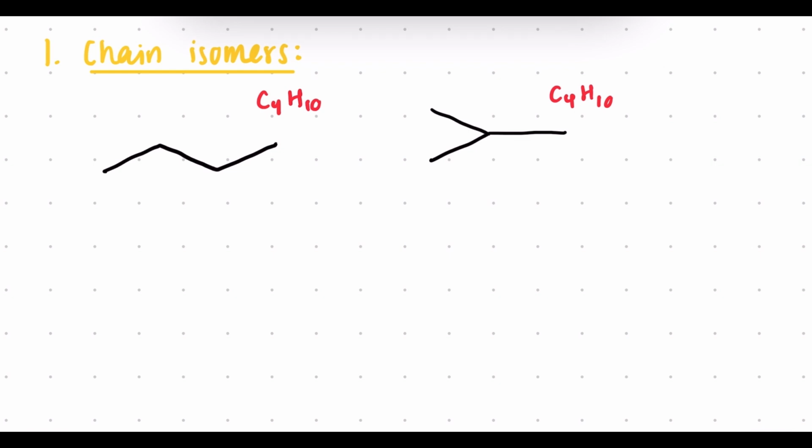So let's find the parent chain. The parent chain on this is this, and on this, it's this. So obviously this is a 4-membered parent chain, and this is a 3-membered parent chain. So there are 4 carbons in this parent chain, and there are 3 carbons in that parent chain. Since the molecular formulas are the same, but the number of carbons in the parent chain is differing, we call them chain isomers.